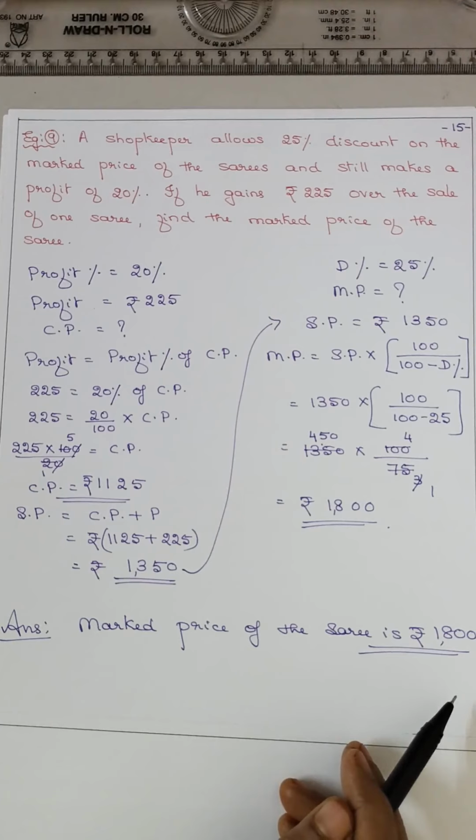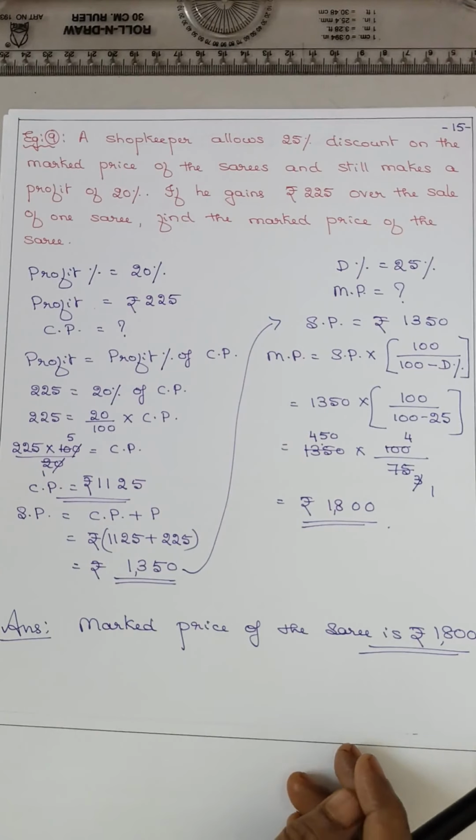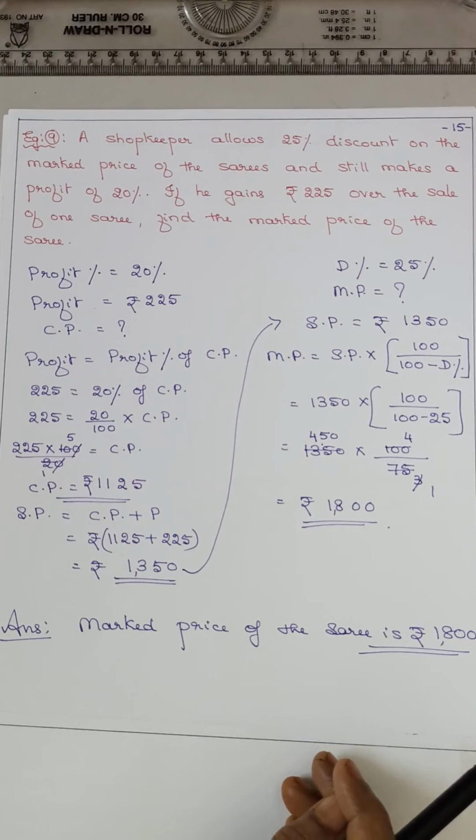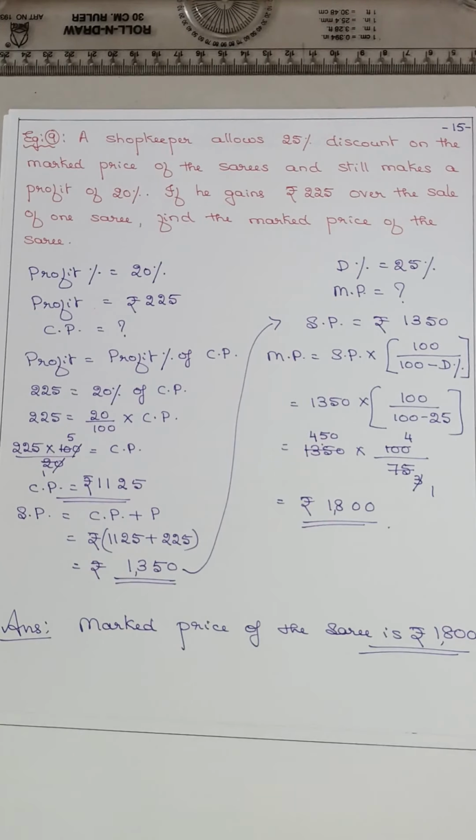ठीक है? Hope all students understood all the examples related to the mark price, discount percent, profit percent, CP and all. Okay? Bye. Thank you.